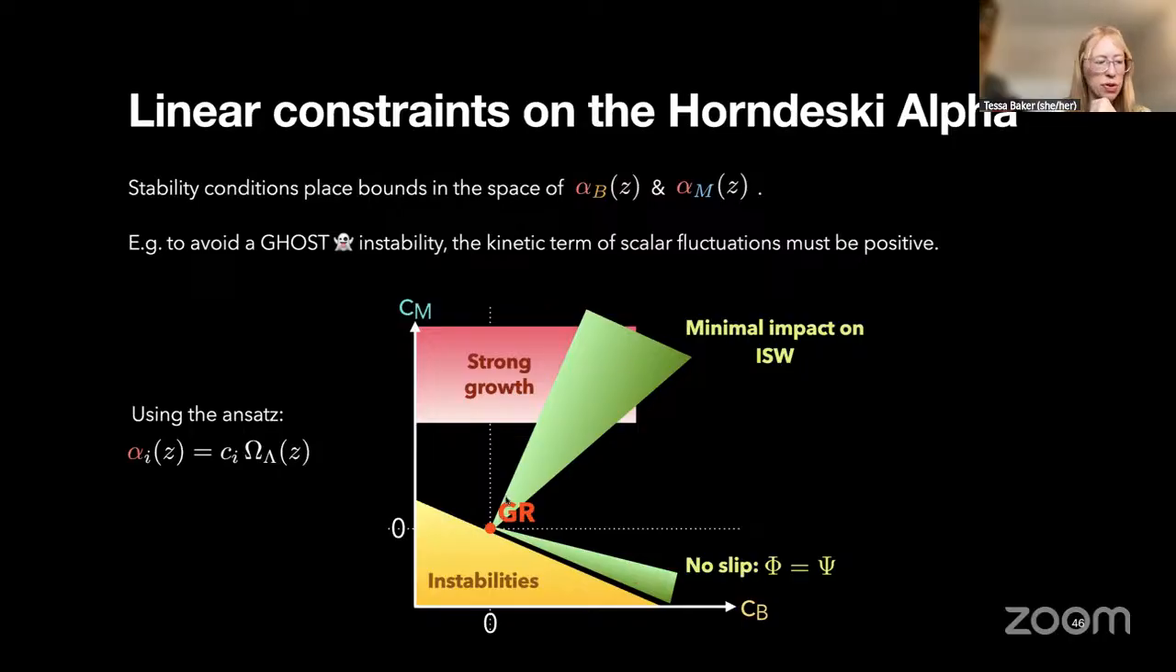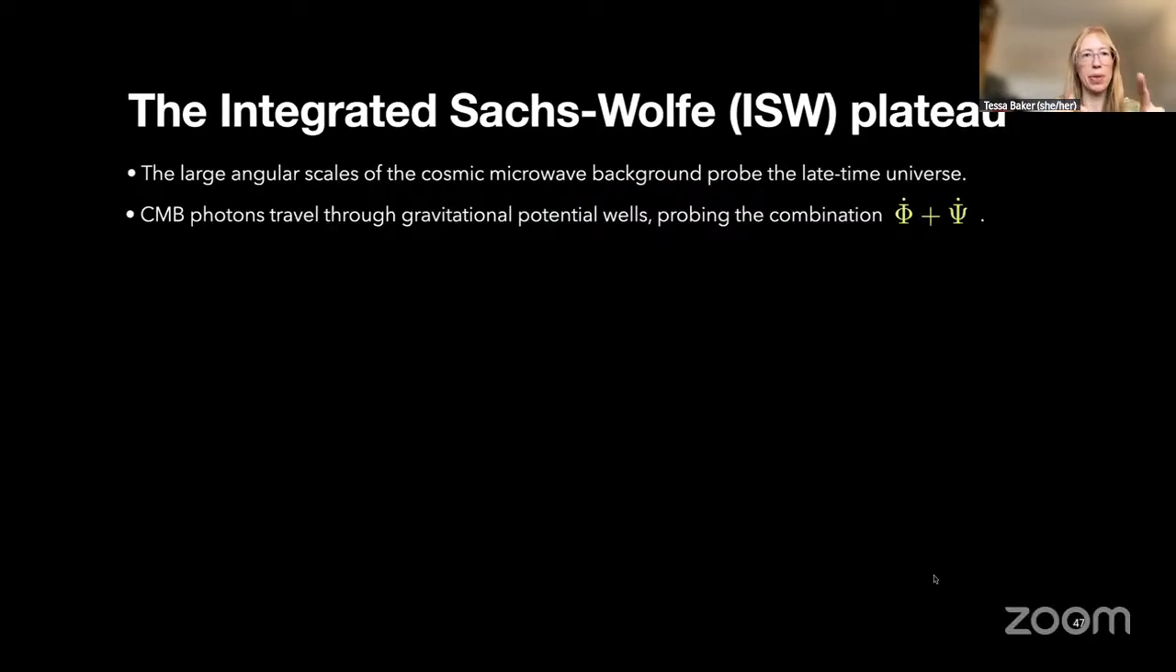What's going on with this upper green curve? This is an area in which, if you move in this direction, you have minimal impact on the integrated Sachs-Wolfe, ISW, plateau of the cosmic microwave background. So let's talk about that just briefly.